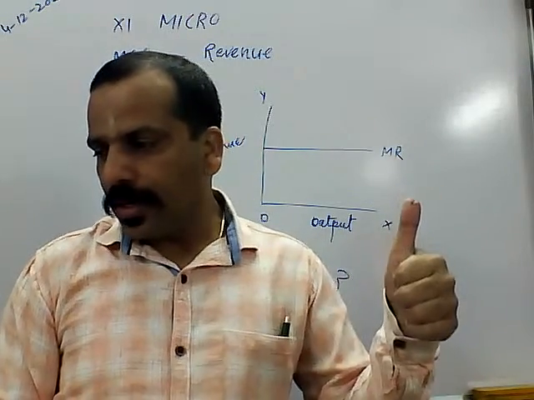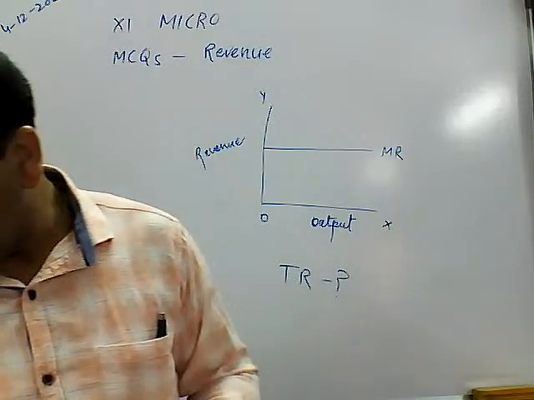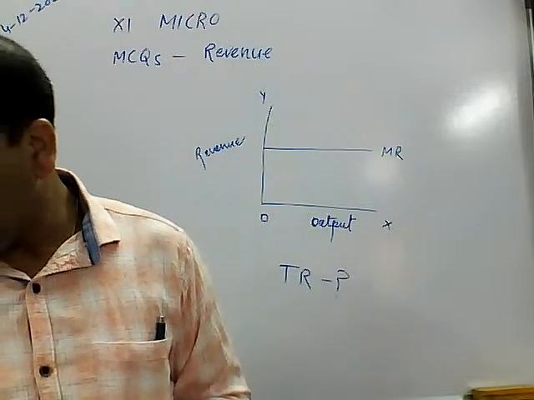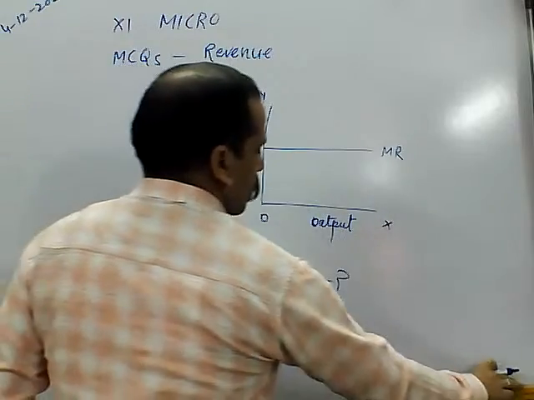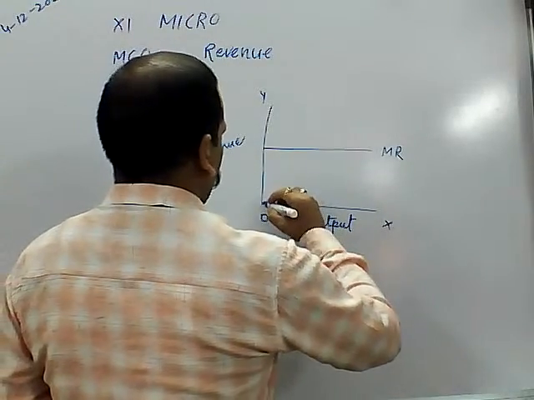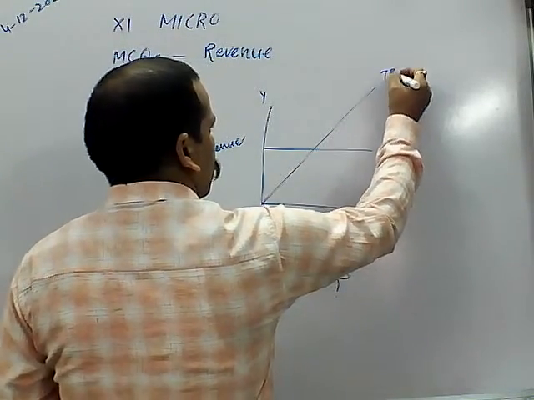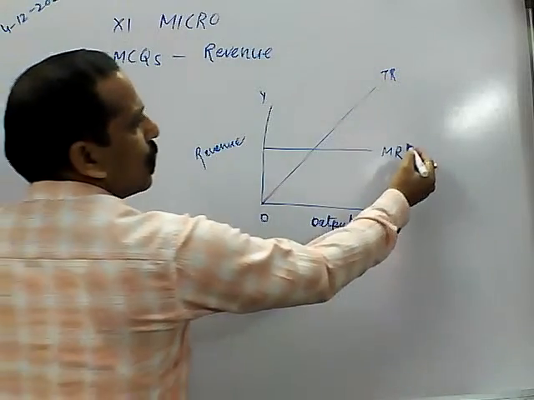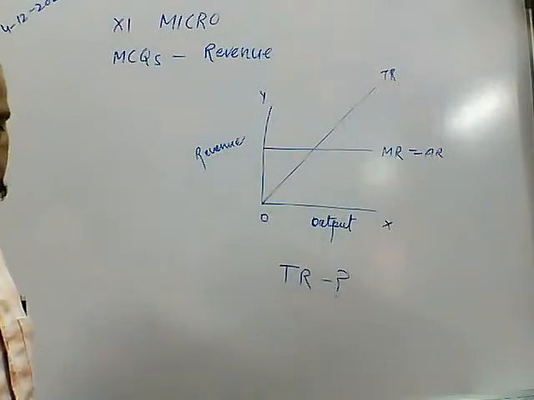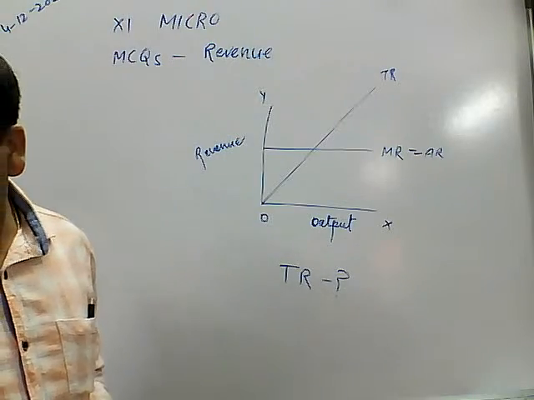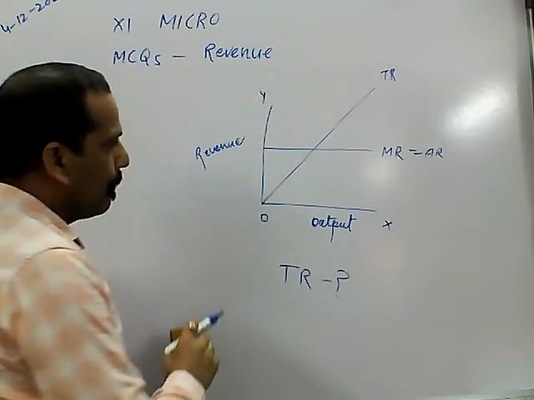Constant rate? Yes, both are correct. Good. Because total revenue is like this, TR. So AR is equal to MR and total revenue increases in this way, at a constant rate. Very good.